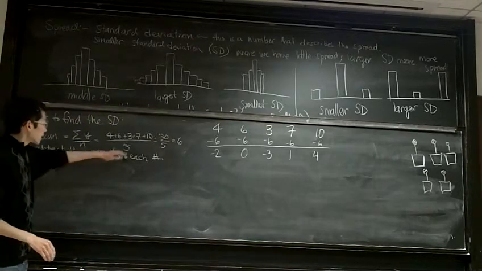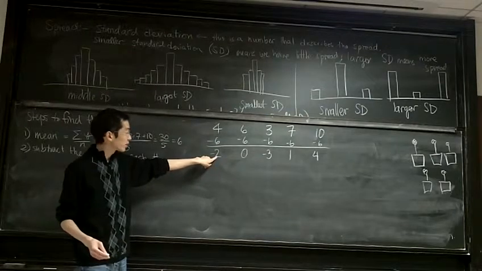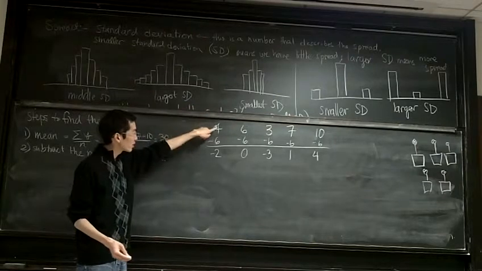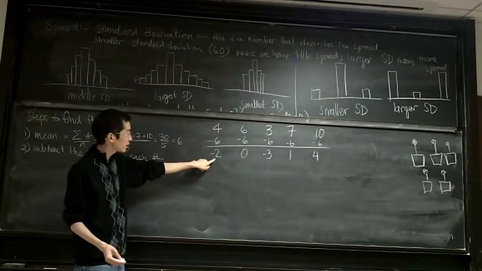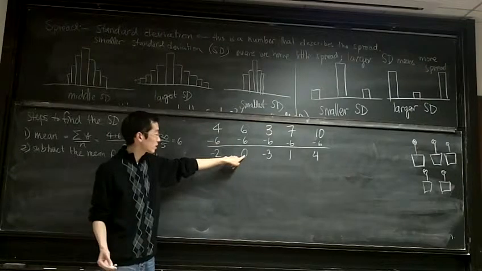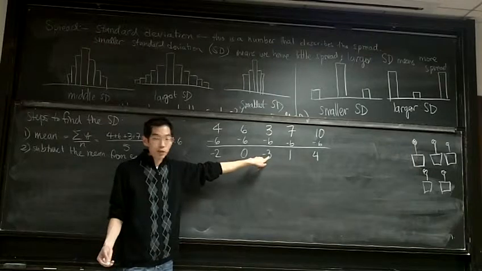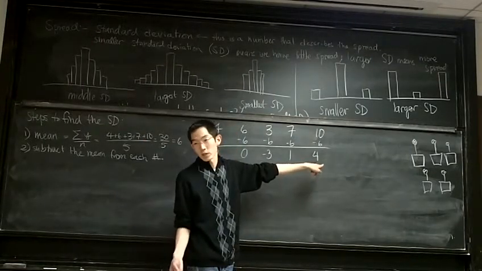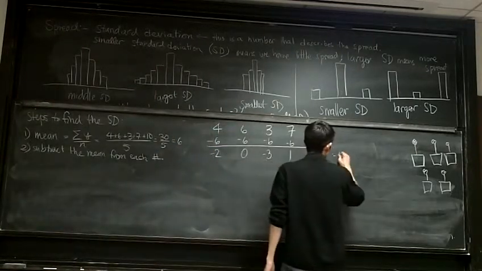Okay, so the difference, or the distance from each point, is this number, okay? The distance from each number to the mean is known as the deviation. So this negative 2 tells me 4 is 2 points below 6. This says 6 is 0 units away from 6. 3 is 3 units below 6. 7 is 1 unit above 6, and 10 is 4 units above 6. Okay, that's what each of these things are, and this is known as the deviations.